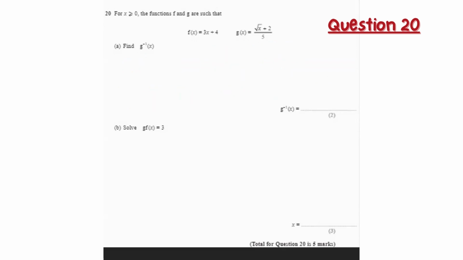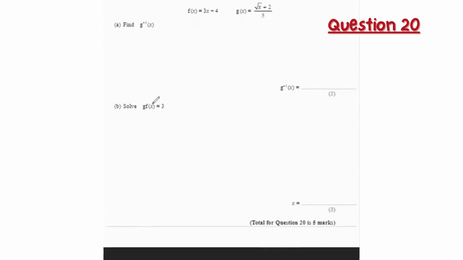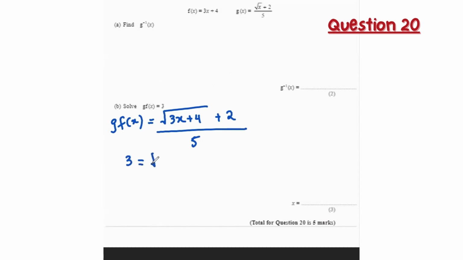Then it says solve g of f of x equals 3. So to solve g of f of x equals 3, we first substitute f of x into g because this is a composite function. So g of f of x will be square root of 3x plus 4, because you're replacing the x of g with the entire function of f. So square root of 3x plus 4, plus 2, over 5. This entire thing equals 3. So this is the equation that we have to solve. So once again, cross multiply: 5 times 3, which is 15.